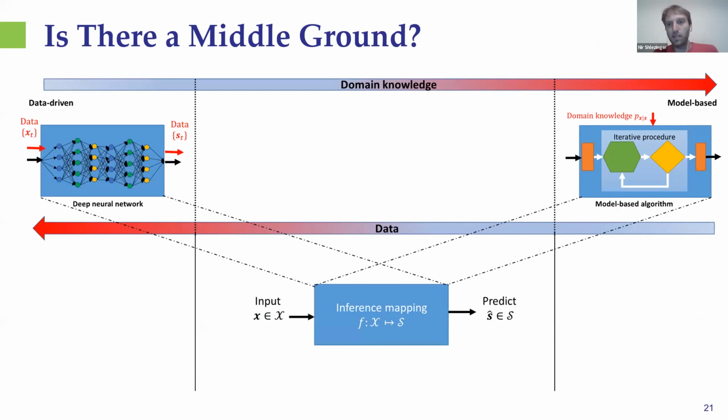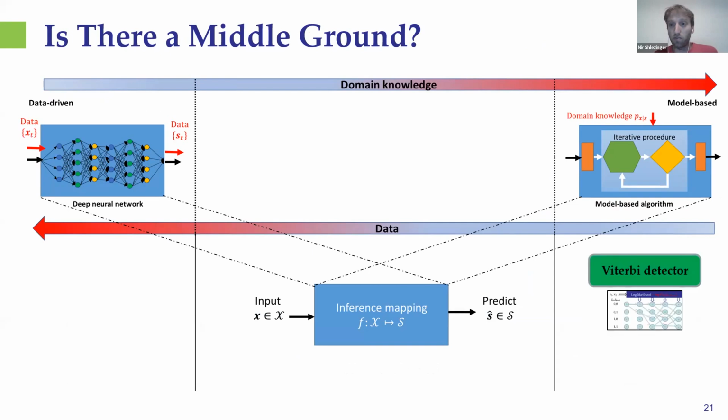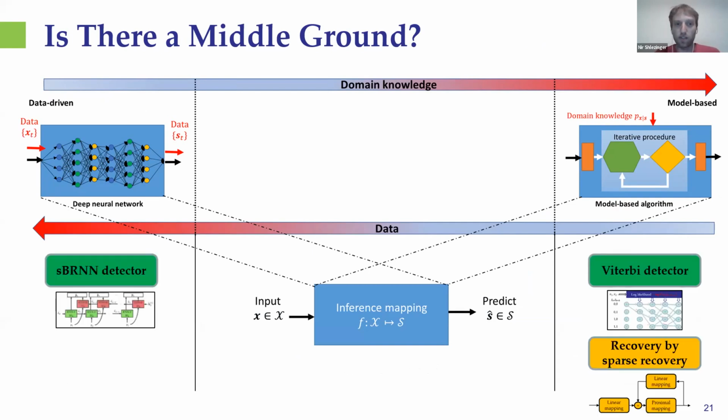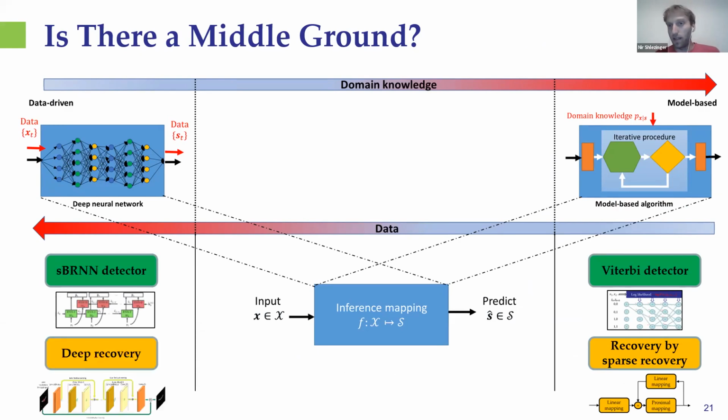So once we look at this, we see that there's a continuous spectrum in some sense, which varies in data, in parameterization as compared to domain knowledge and specificity of the solver. On one edge of the spectrum, there are the model-based approaches like the Viterbi algorithm and the ISTA algorithm. On the other edge of the spectrum, we have the bidirectional recurrent neural network model and the ResNet-based or convolutional networks for deep recovery.